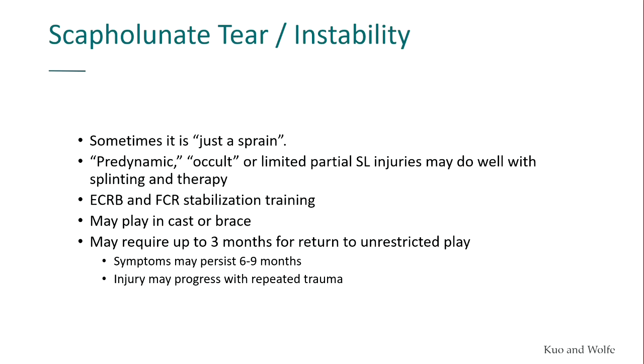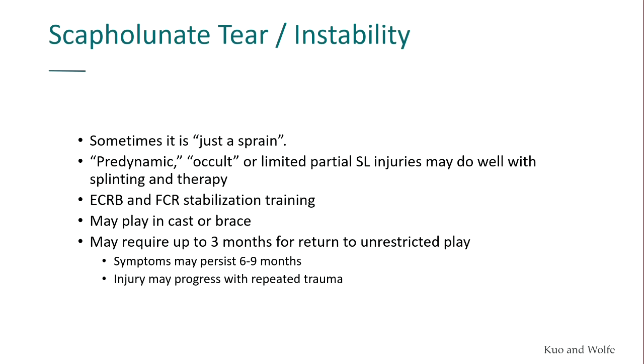And many times when we say you have a wrist sprain, this is one ligament that would contribute to that. So this may just be a sprain that gets better. A patient may have what we call the pre-dynamic scapholunate tear. That might be 1 or 2 components of that U-shaped ligament.